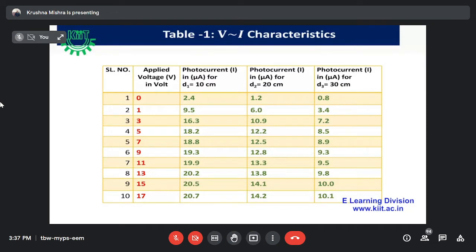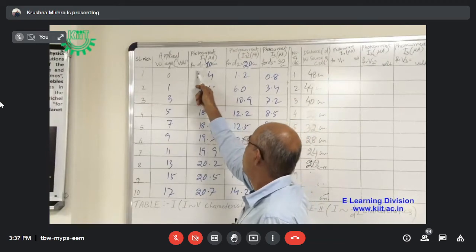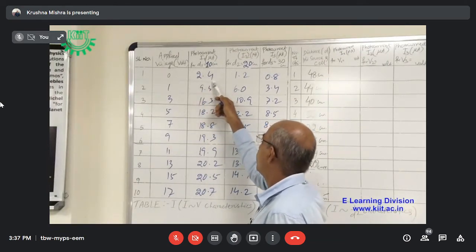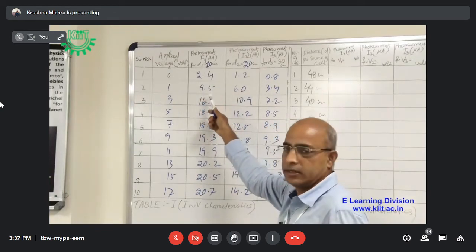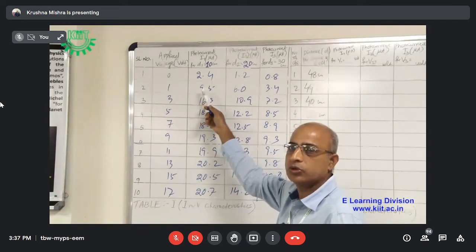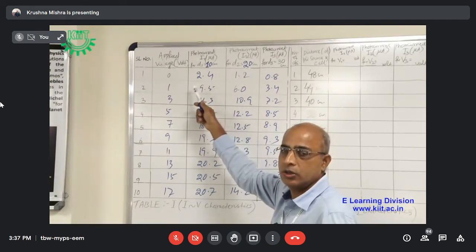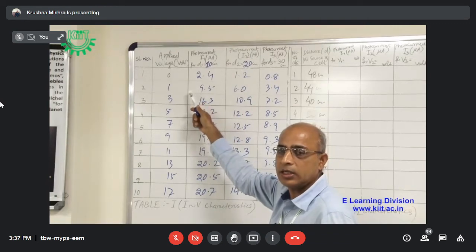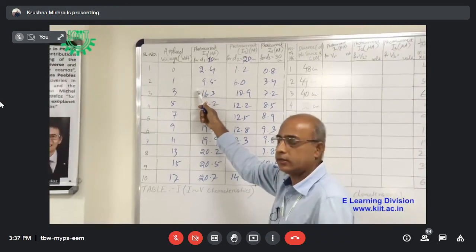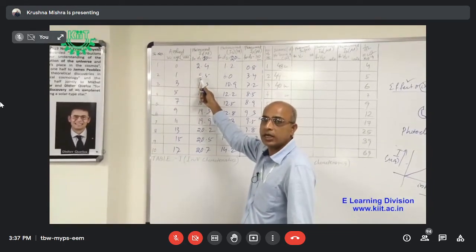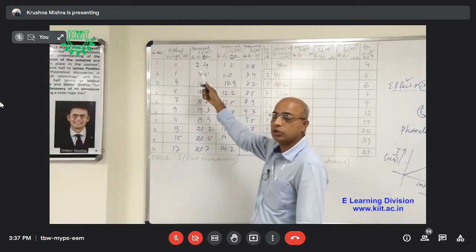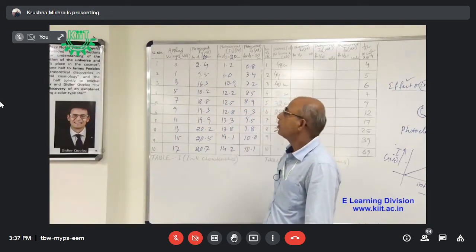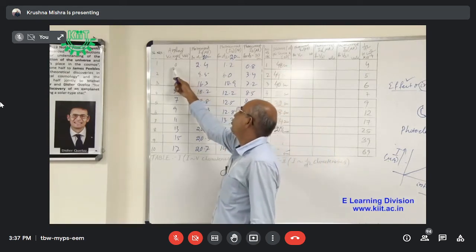Initially there was no voltage given to the anode, but we get a photocurrent of 2.4 microampere. So it clearly indicates that there is no time lag between the onset of photons and emission of electrons, and this time interval is of the order of a nanosecond, or 10 to the power minus 9 second. It means within 10 to the power minus 9 second this emission takes place, without giving any potential to the anode.